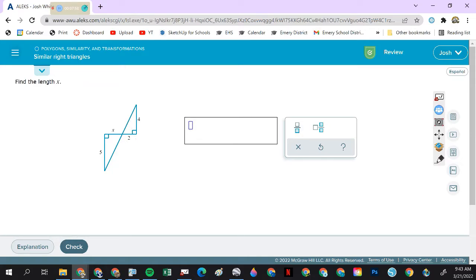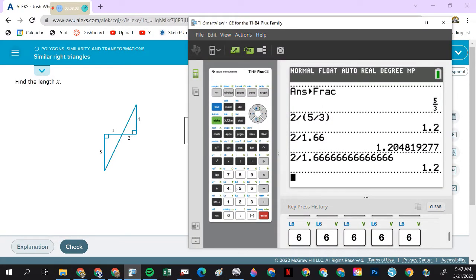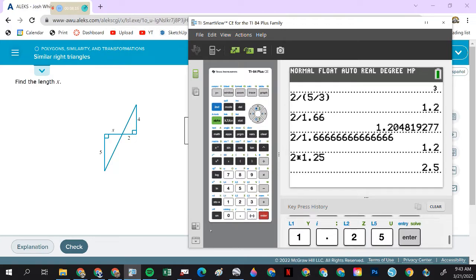So what do I do to 2 to find x? Times it by 1.25 because we're going from small to big. So in my calculator, we just do 2 times 1.25, and we get 2.5.